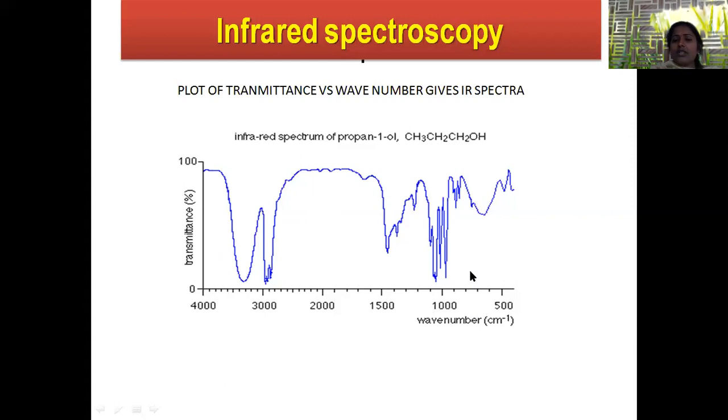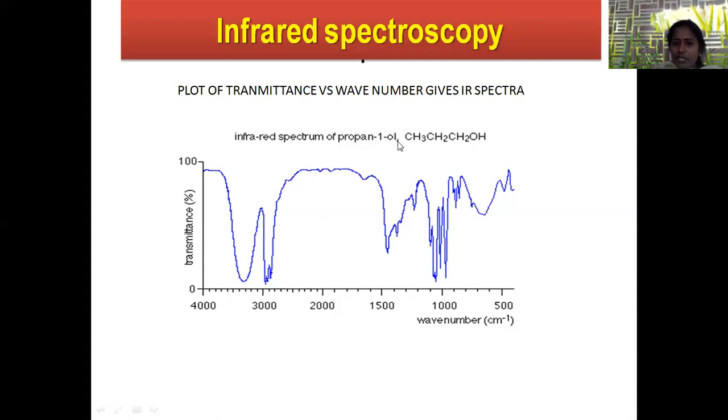The main distinction is that the 600 to 1400 signals are mainly due to bending types of vibrations in the molecule, and 1400 to 4000 are mainly due to stretching vibrations in the molecule. Stretching vibrations give functional group identification, whereas bending vibrations give specific information for individual compounds. So this is the typical IR spectrum for propanol.